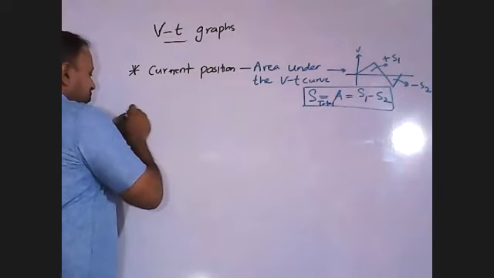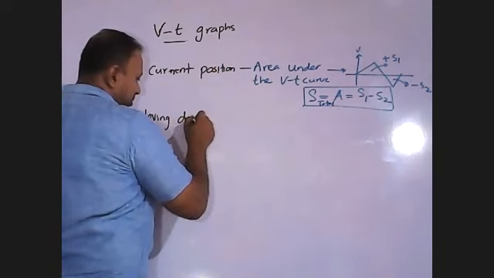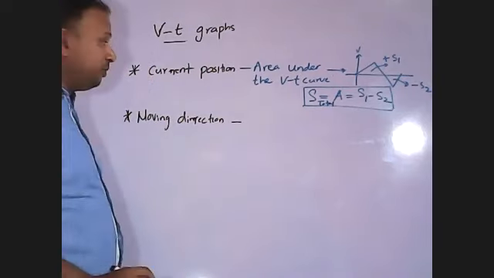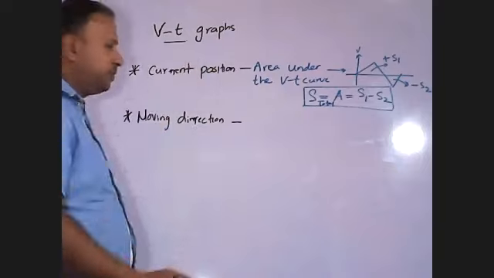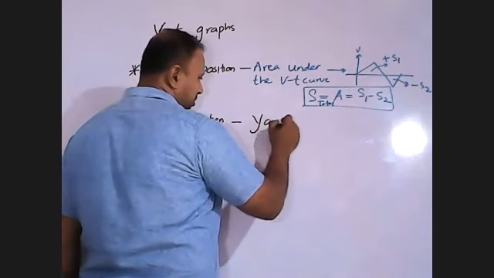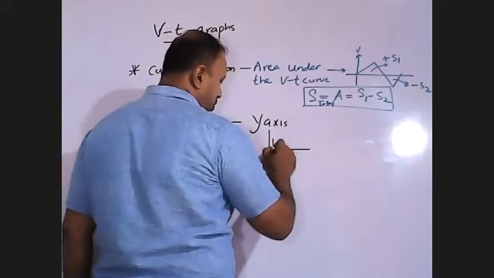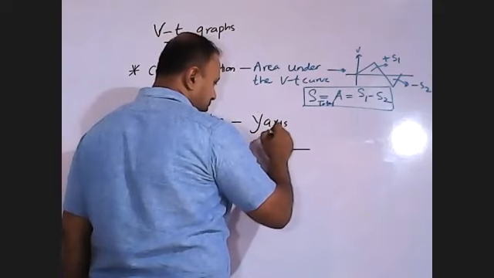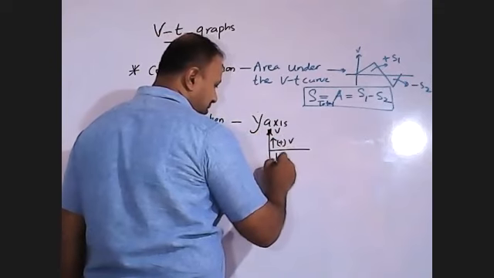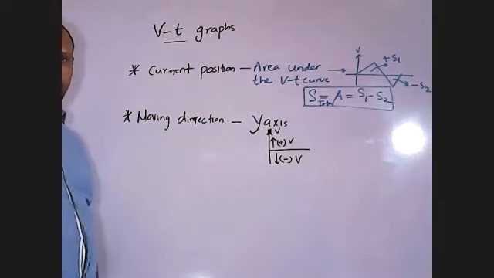Then the moving direction can be represented using the y-axis, positive or negative of the y-axis. If y is positive, this one is V. This is positive V and this is negative V.